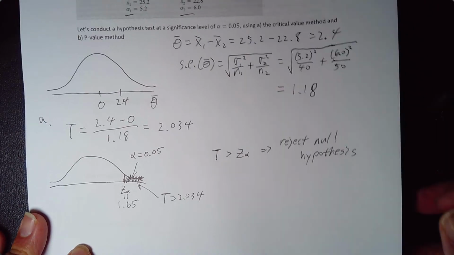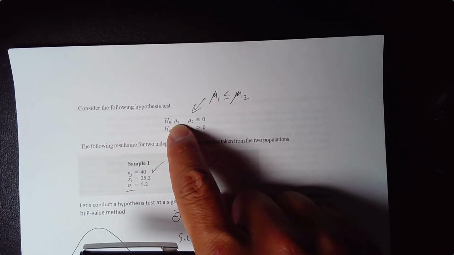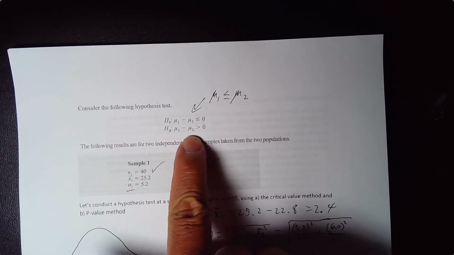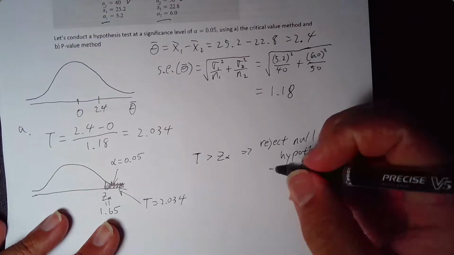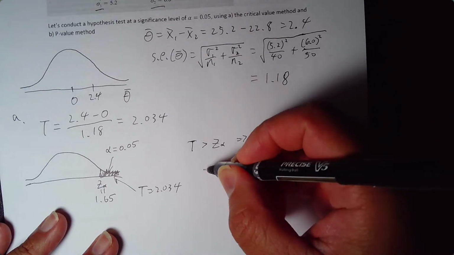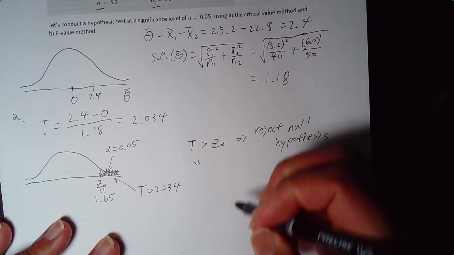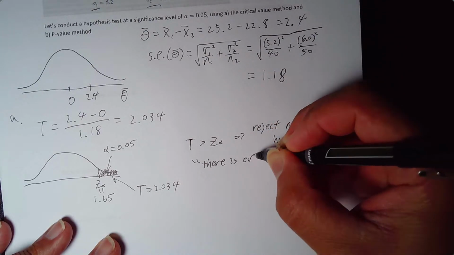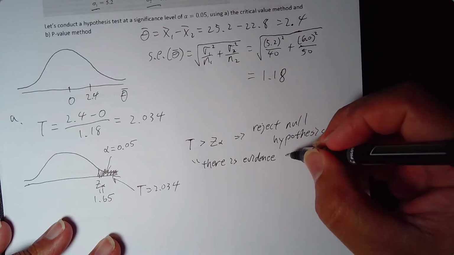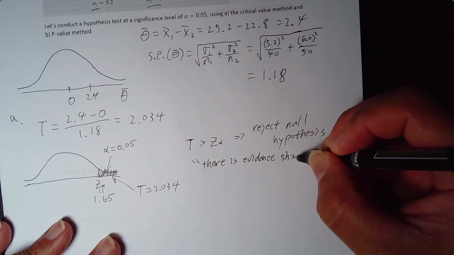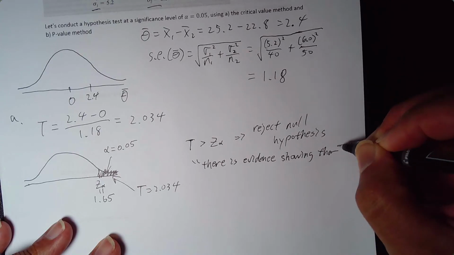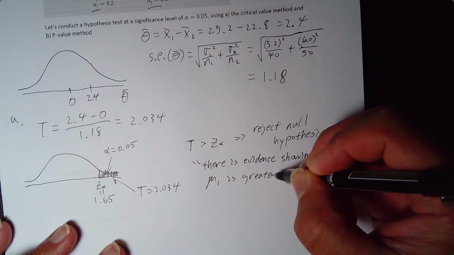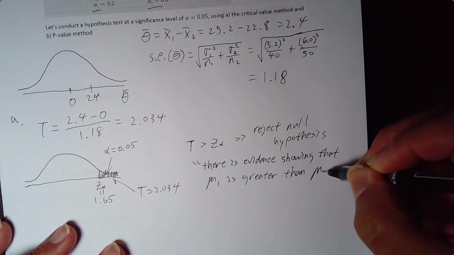What is our null hypothesis? Our null hypothesis is that mu1 minus mu2 is less than or equal to 0, which means we support that mu1 minus mu2 is greater than 0. In other words, reject the null hypothesis. Therefore, we can make a statement like so: there is evidence showing that mu1 is greater than mu2.